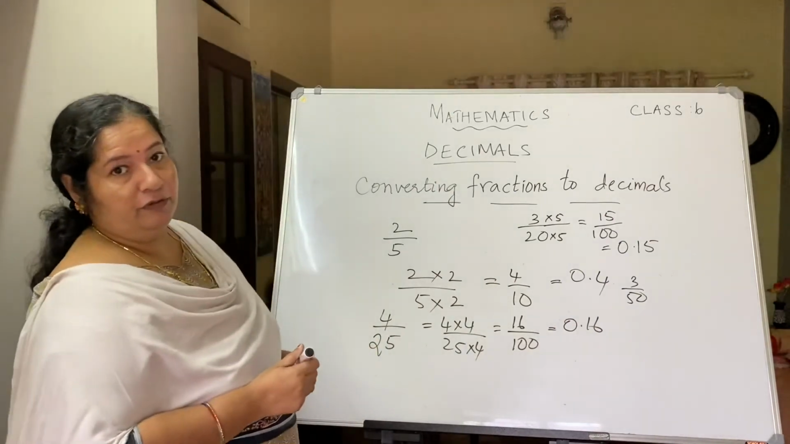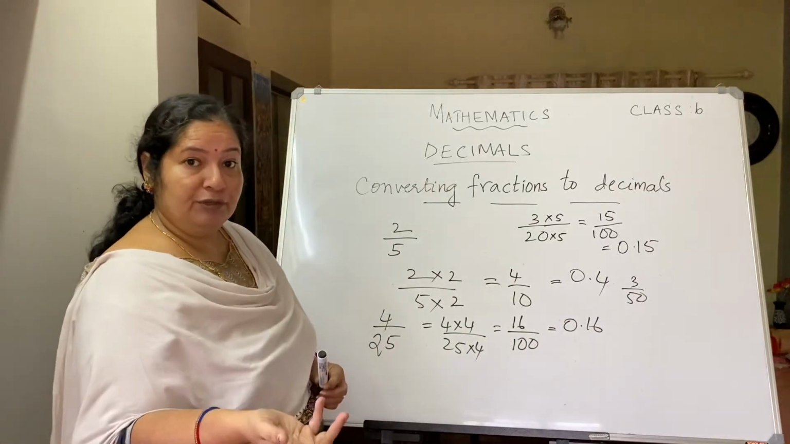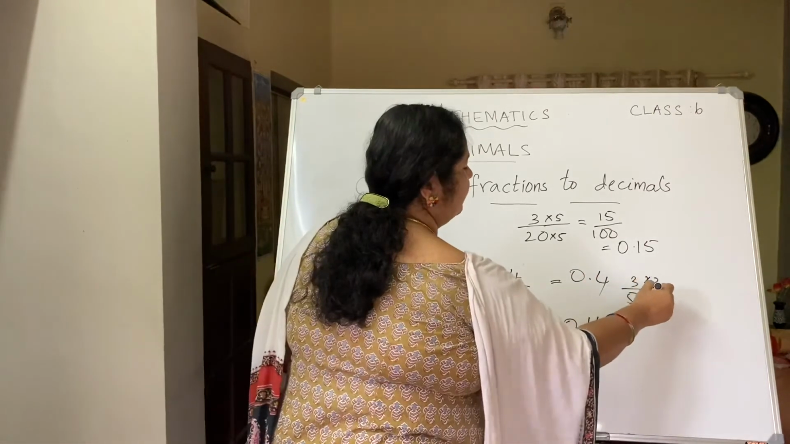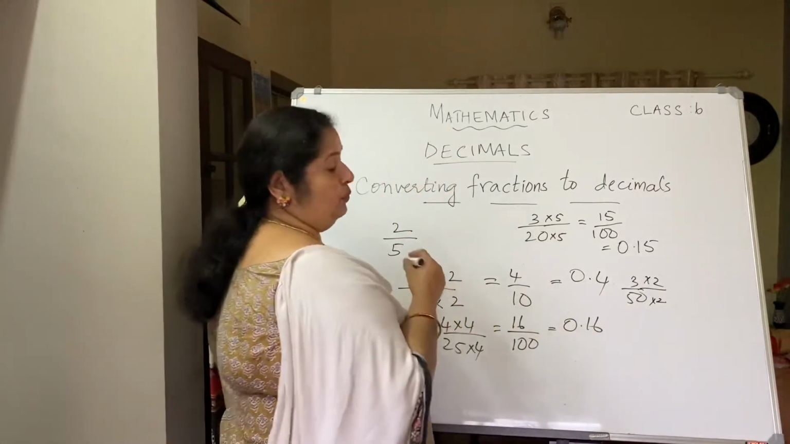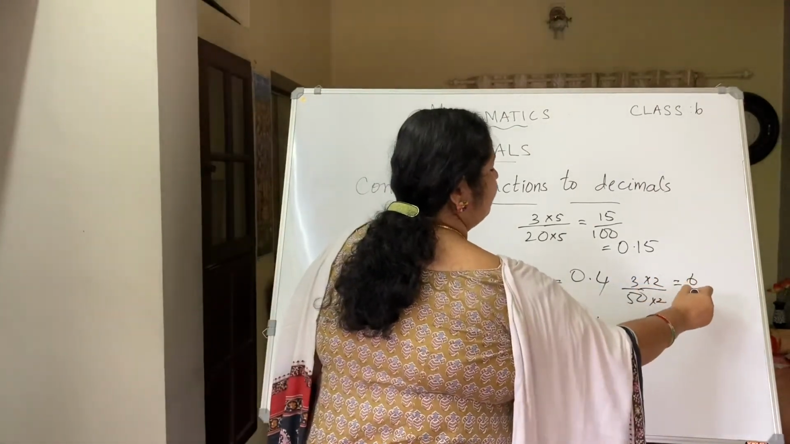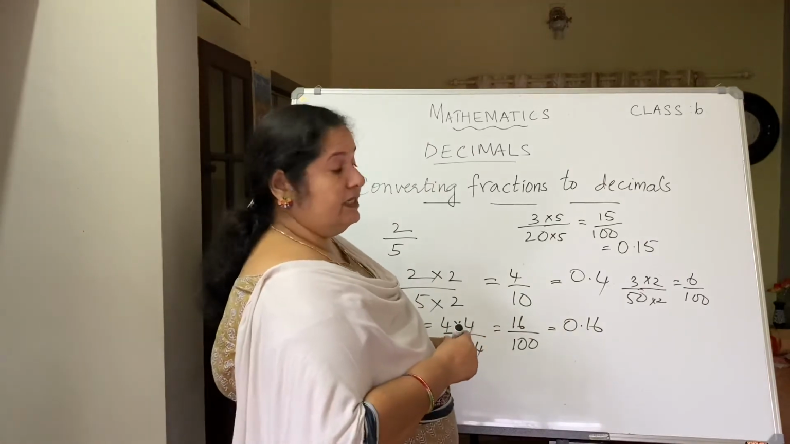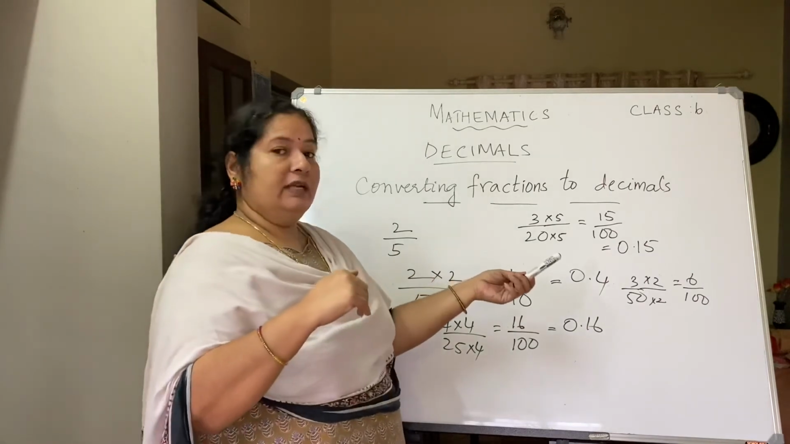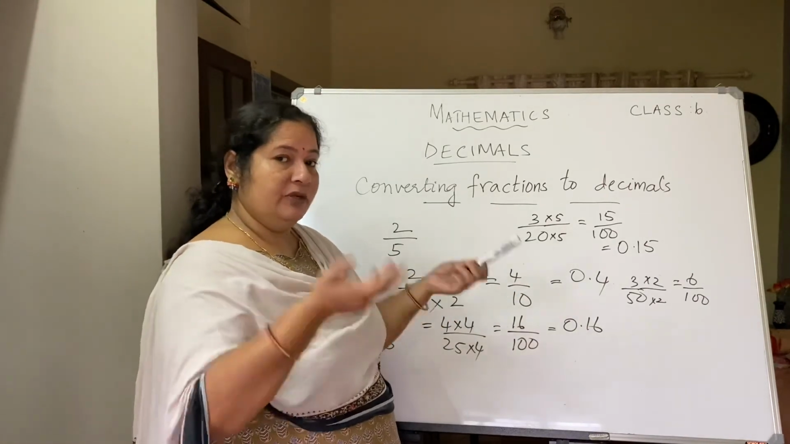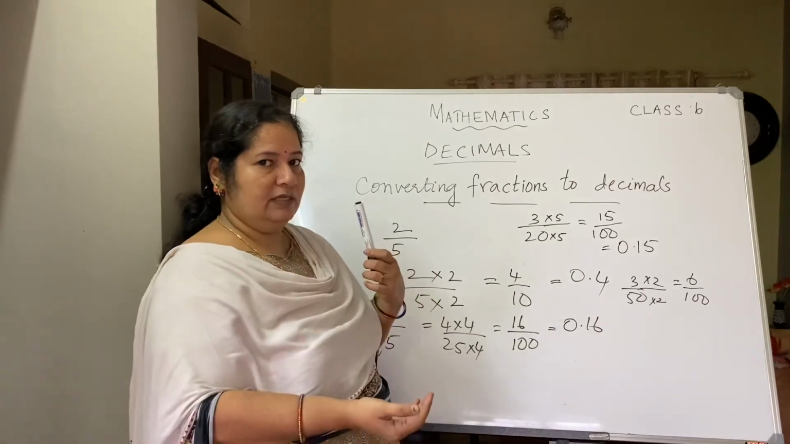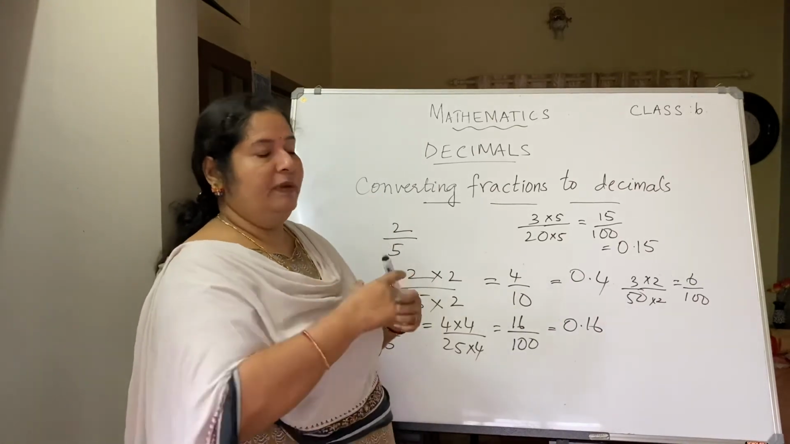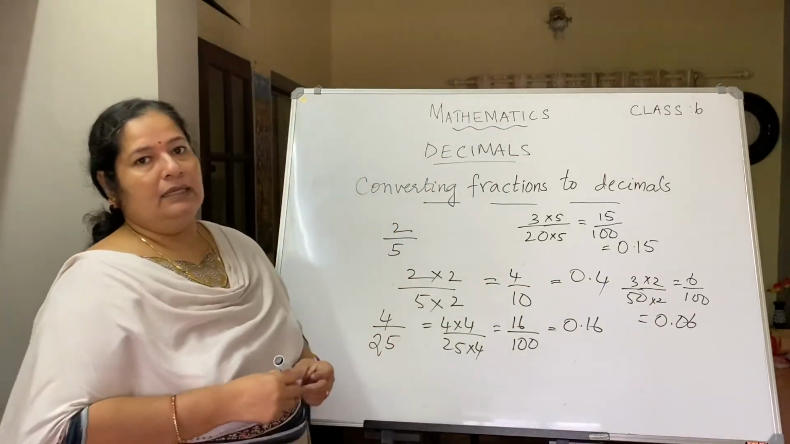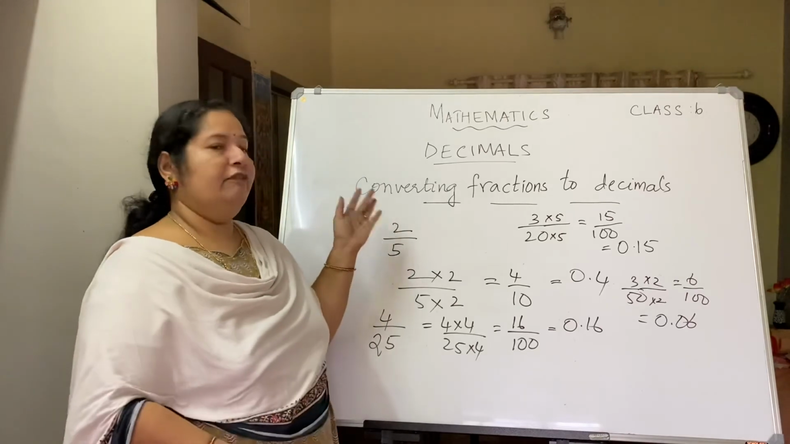Now suppose it is 3 by 50. What will you do? 50 is to be converted to 100. With what should you multiply? 5 2s are 100. So multiply both numerator and denominator with 2. 3 into 2 is 6. 50 into 2 is 100. So 6 by 100. Now 6 by 100, shift how many places? 2 places towards the left, because there are 2 zeros. You have only one place, so create one more place. So it will be 06.0. Shifting 2 places towards the left, you have 0.06. So hope it is clear how to convert fractions to decimals.